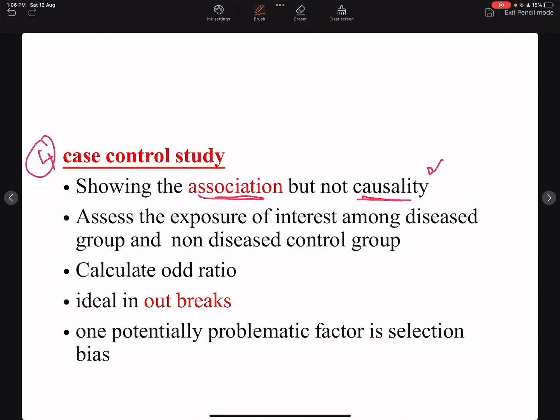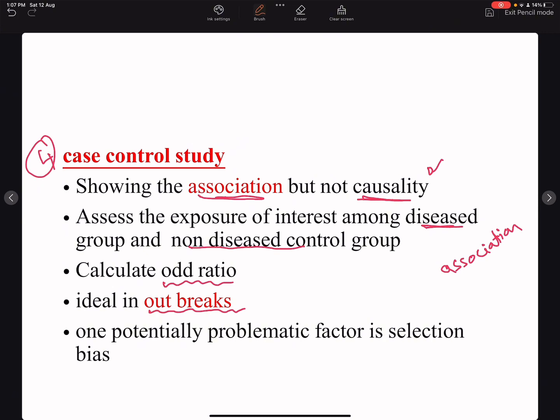In this case of case control study, we are going to assess the exposure of interest among diseased group and non-diseased group. So we have two groups, one with the disease and one without the disease. And here we are going to check for the association. And if we want to check for association, we are going to calculate what? The odds ratio. And this is ideal in cases of outbreaks. In cases of outbreaks, we need to know the association between certain factors and the disease.